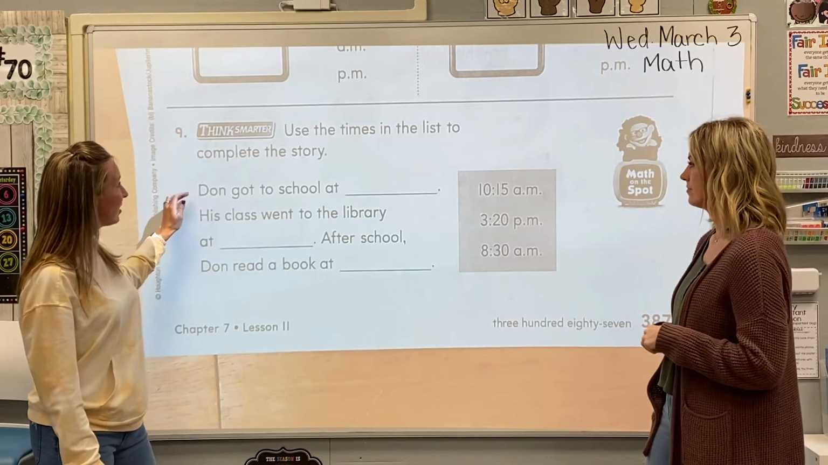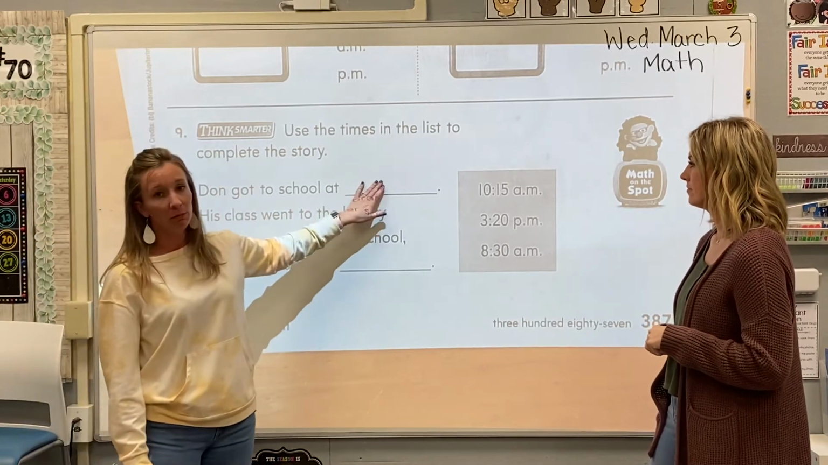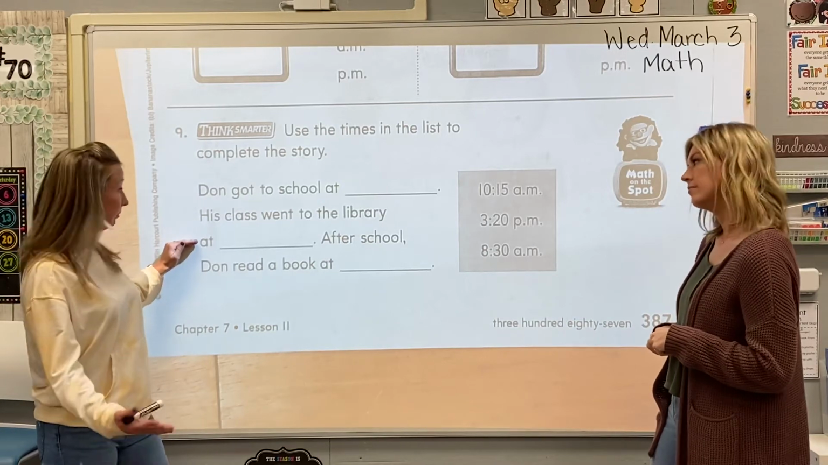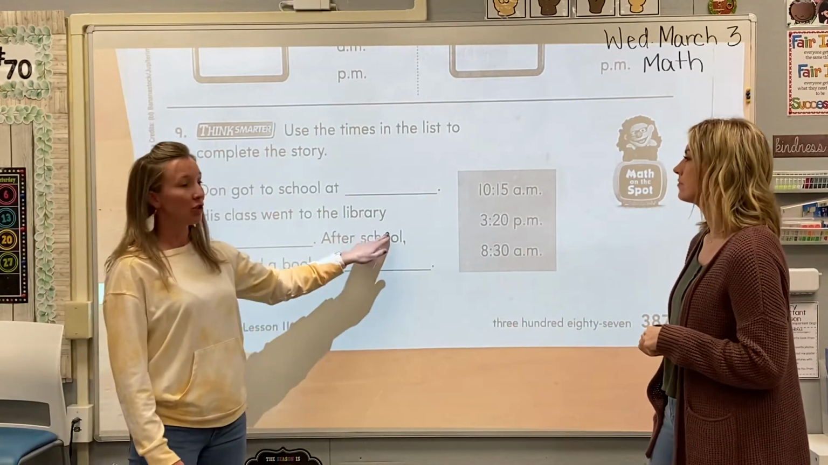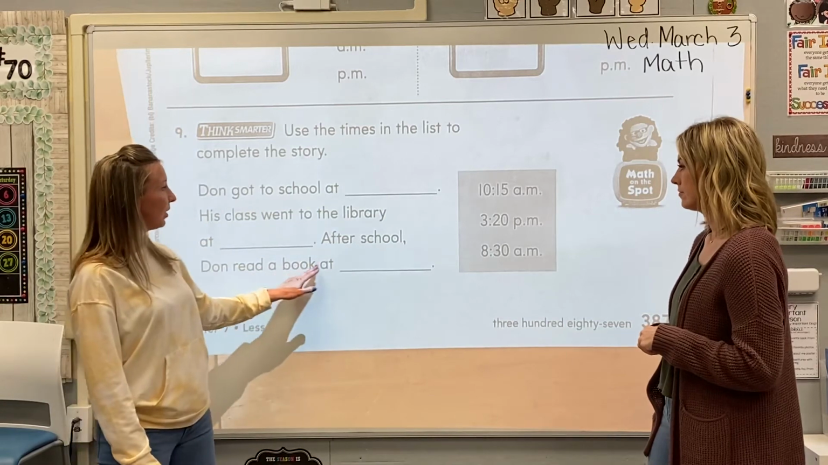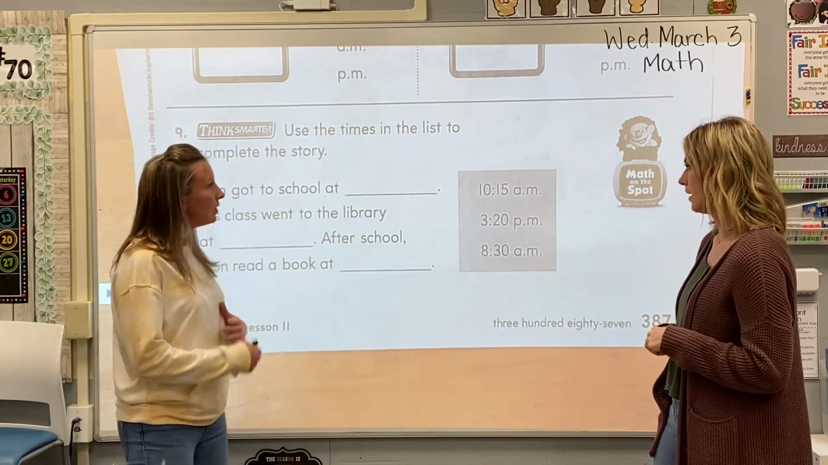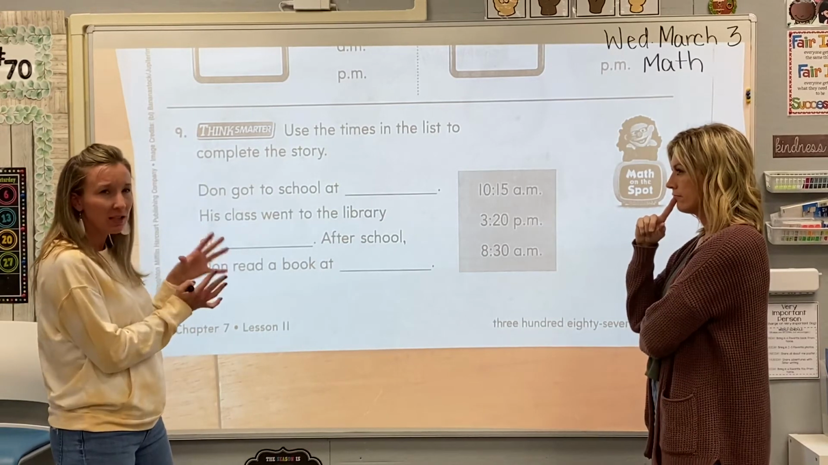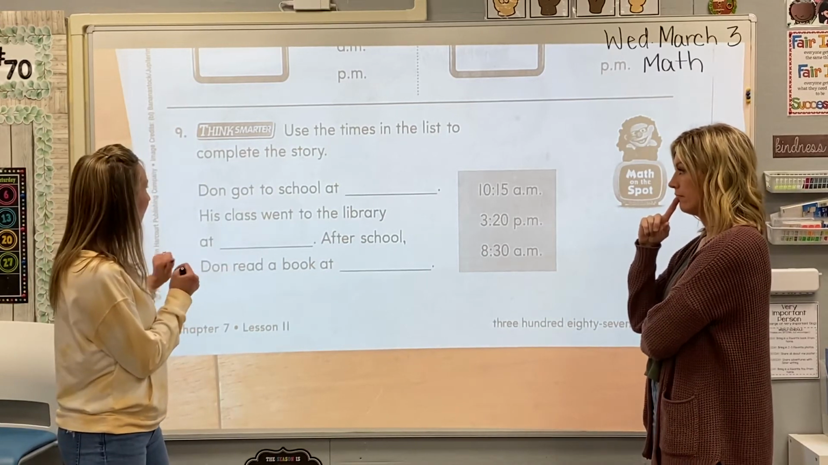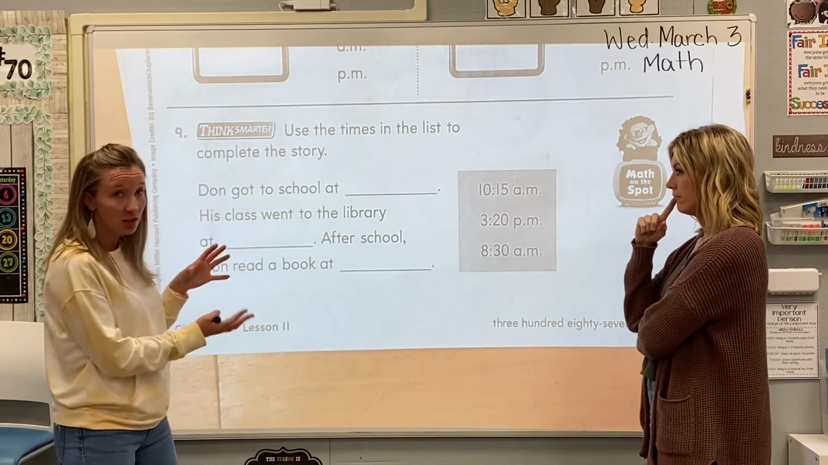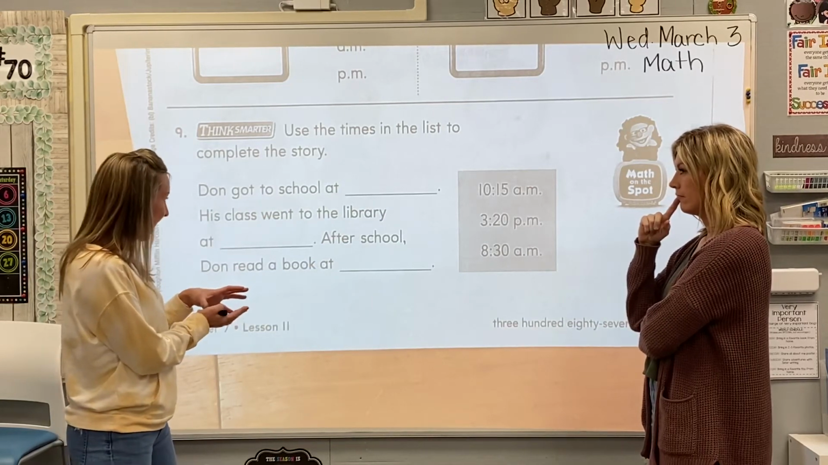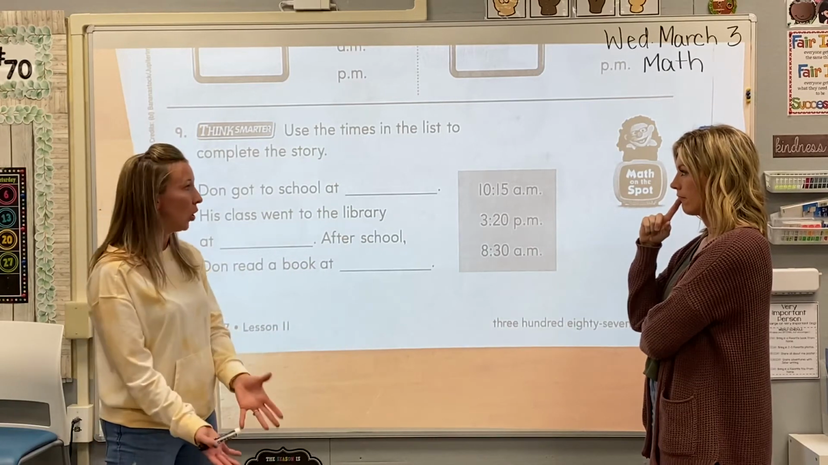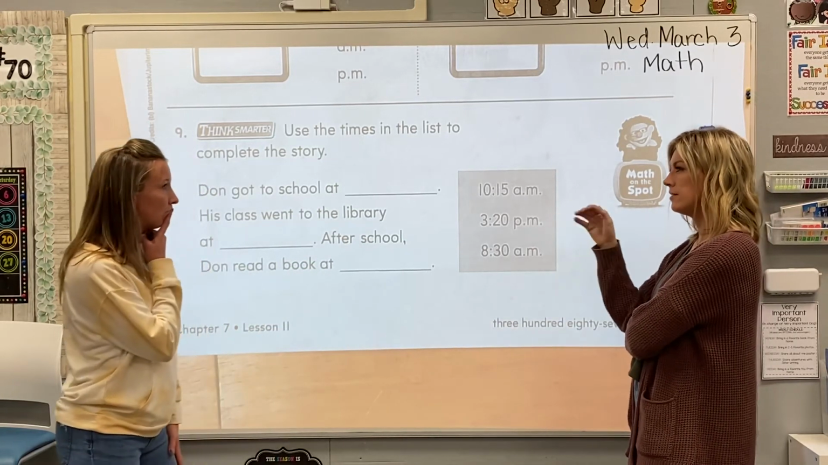It says, Don got to school at blank. His class went to the library at blank. After school, Don read a book at blank. So it sounds like he's getting to school, so we need to pick a time in the early morning. Something that he does at school, so a time in the middle of the day, and then another time that would represent after he gets home. It also looks like this is done in sequence of events.